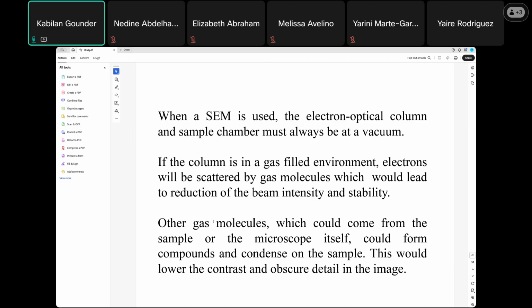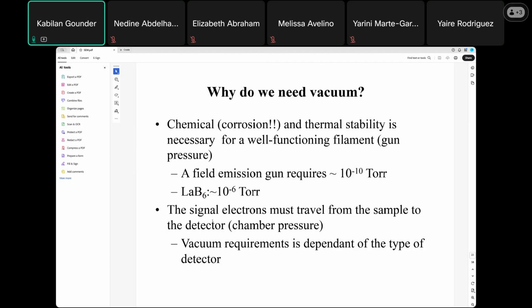Because if there is air, the travel of electrons generated from the tungsten, before they hit the sample, will be affected. Also, other gas molecules which could come from the sample or the microscope itself could form compounds and condense on the sample. This would lower the contrast and obscure detail in the image. Another important factor is the chemical and thermal stability necessary for a well functioning filament.